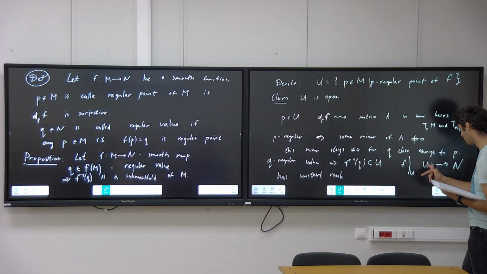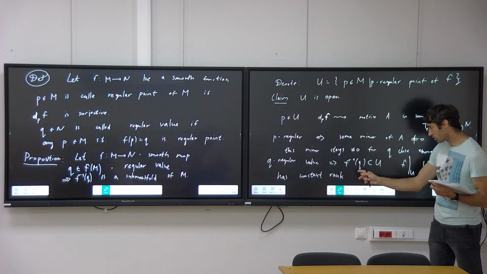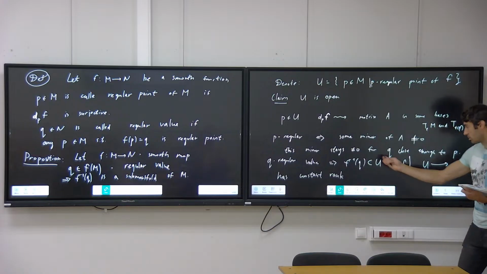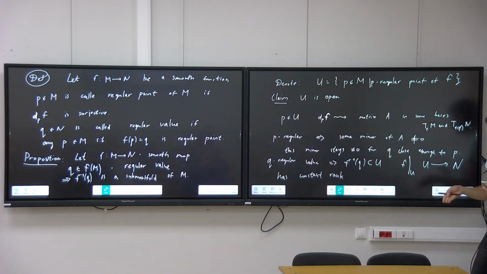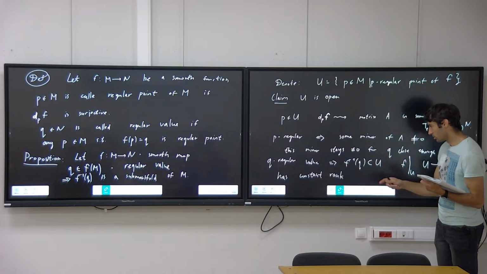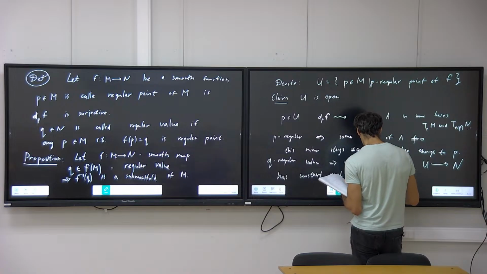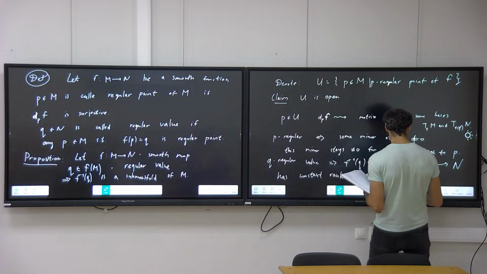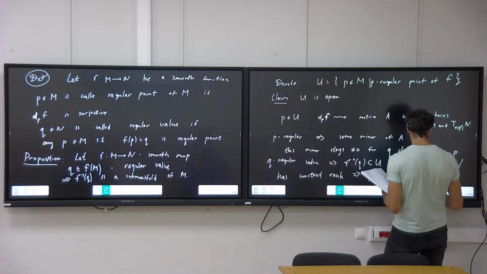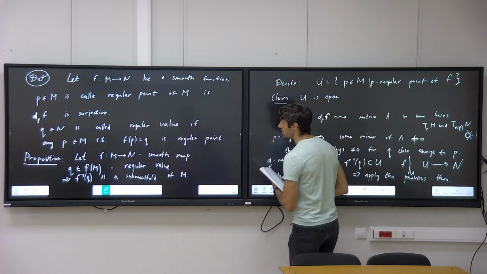So I just apply the previous theorem to this situation. I have a map from one manifold to another of constant rank, and F inverse of q is the same as F restricted to U inverse of q, because of this condition. The whole fiber lives inside U. And so apply the previous theorem, and we are done.